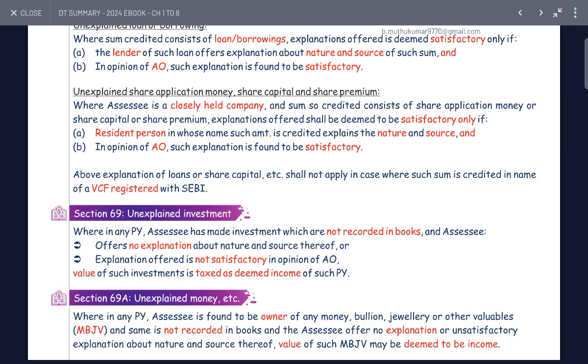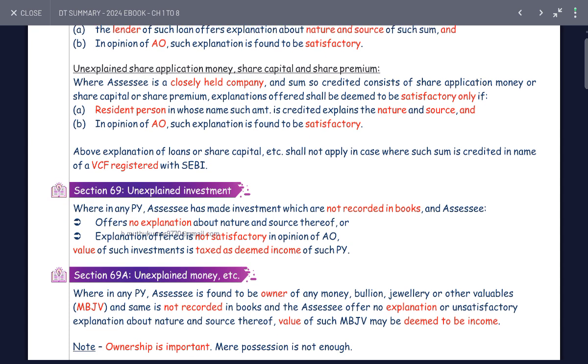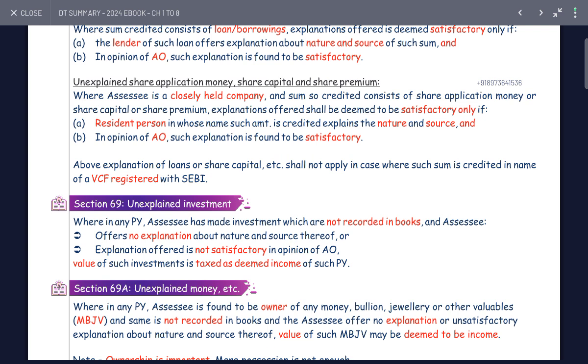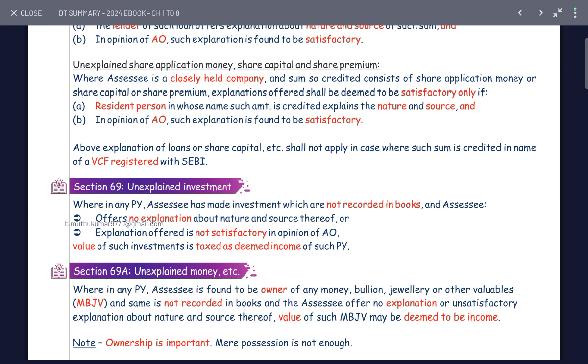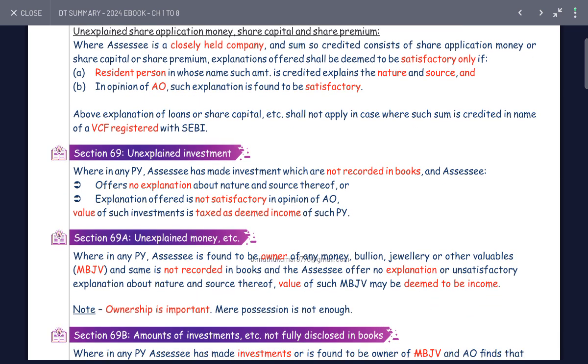Unexplained share capital, share application money and share premium. Where the assessee is a closely held company and the sum credited consists of share application money, share capital or share premium, the explanation offered shall be deemed satisfactory only if the resident person in whose name such amount is credited explains the nature and source, and in the opinion of the AO such explanation is satisfactory. This shall not apply where the sum is credited in the name of a venture capital fund registered with SEBI.